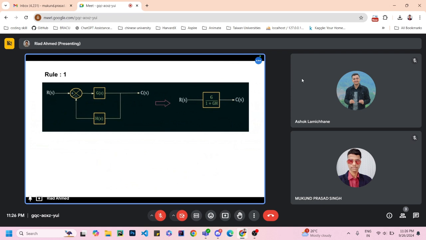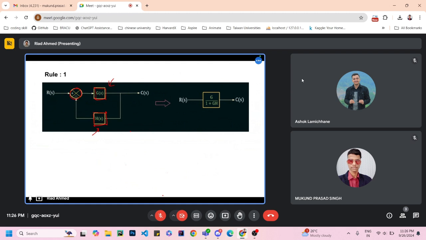Okay, so here you can see that there are two blocks, right? This is the first block, and this is the second block. Or you can say that this is the first block, this is the second block. Order is not important. So there are two blocks here, and there is a summing point here also, right?